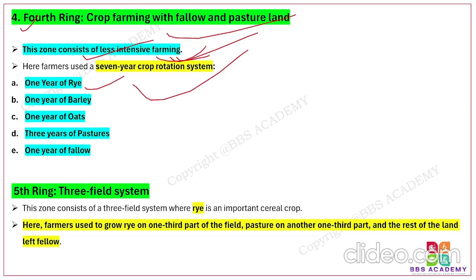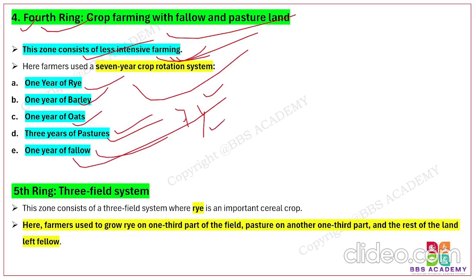So in this zone, farmers use the 7-year crop rotational system. Basically, in the first year, the farmer tries to cultivate rye. In the second year, farmers cultivate barley, and in the next year, the farmer cultivates oats. After that, for 3 years, the farmers use the land for pasture, and after pasture, for 1 year farmers use the land for fallow. Okay, these are the seven years of the rotational system within the fourth ring.